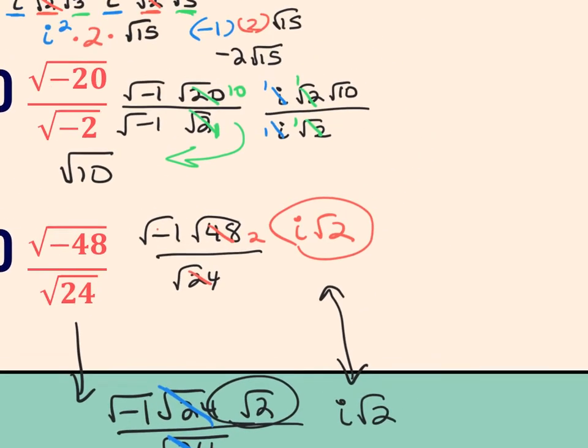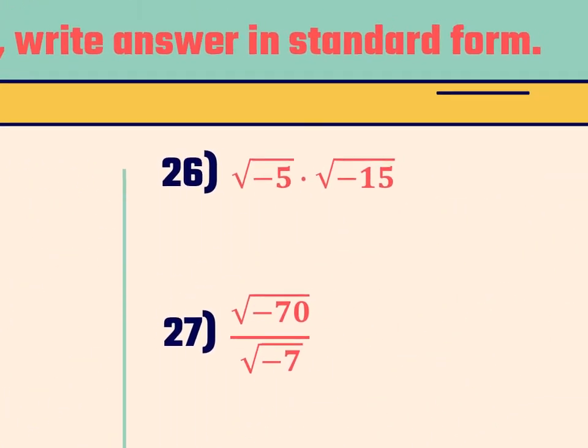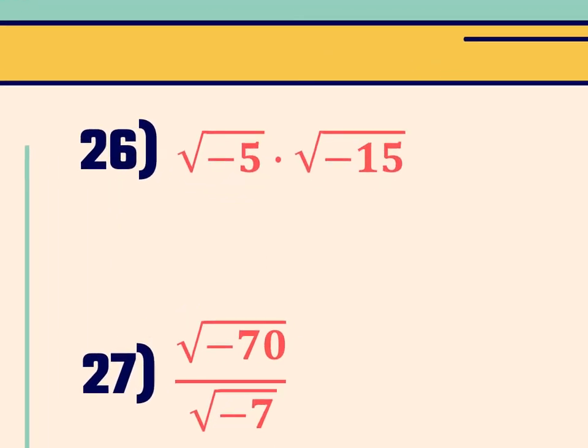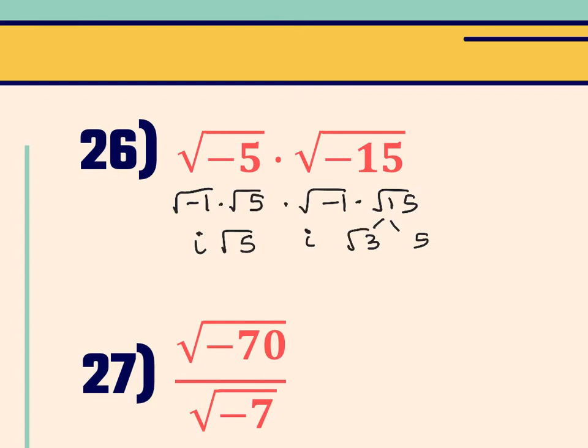26. So here what I need to do again, make it -1 times 5, -1 times 15, and then here this becomes an i, this becomes an i. I'm going to factor the 15. You could have multiplied the 5 times 15 and gotten 75 and then break it down. But again, I think it's a little bit easier just to factor the way they're given.